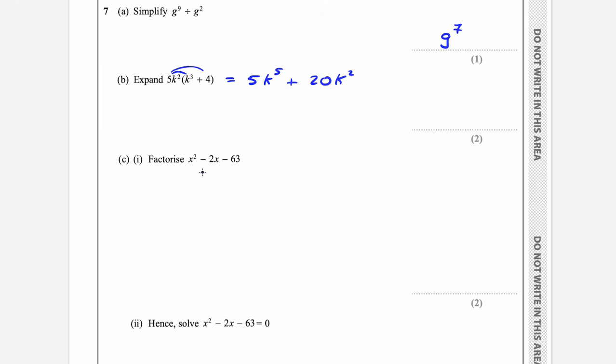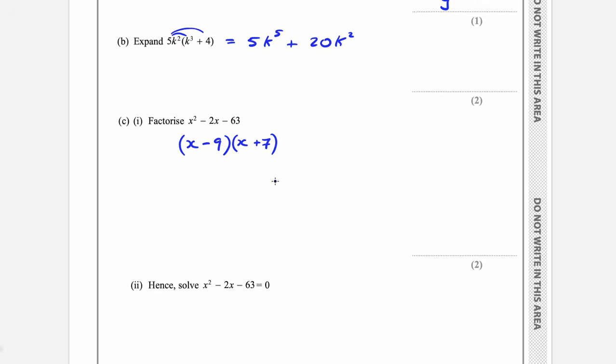Factorize. We need, guys, 2 brackets. Has to be x and x. We need factors of 63 that add to give me -2. Or sorry, factors of negative 63 that add to give me -2. So it's going to be, guys, think of the different factors. It's going to be 9 and 7. And it's going to be -9 and +7 because obviously -9 plus 7 gives me the -2. Expand it out, guys, if you're in doubt, but that is the answer.